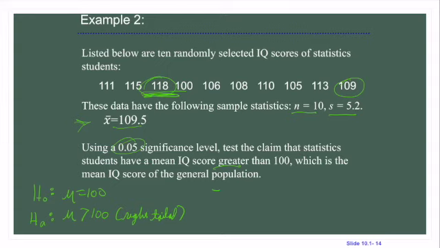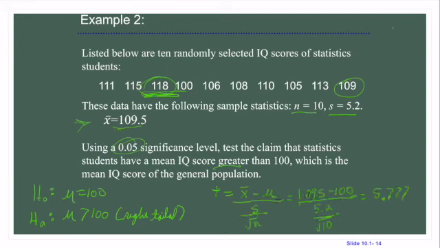109.5 minus 100 over my sample standard deviation, which is 5.2, over the square root of 10, because that's my sample size. And I get a test statistic of 5.777. This is not the area under our curve. This is a t-test. This is our t-value.